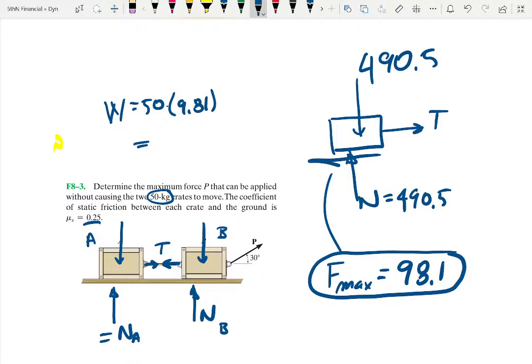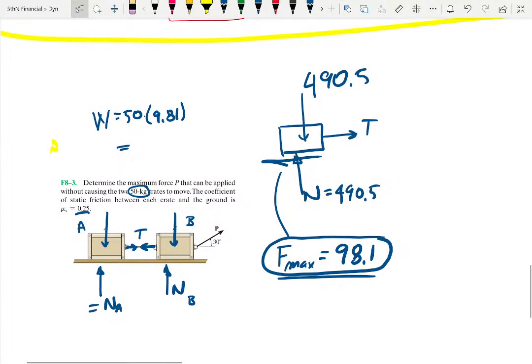Okay, so I'm going to go through the concept of, first, does it slide? If that's F max of 98, then the tension is 98. So I've got to go through a logical progression here. The logical progression is that this one starts sliding. If it starts sliding, the free body diagram on the other one is the tension is 98.1. So this becomes 98.1.